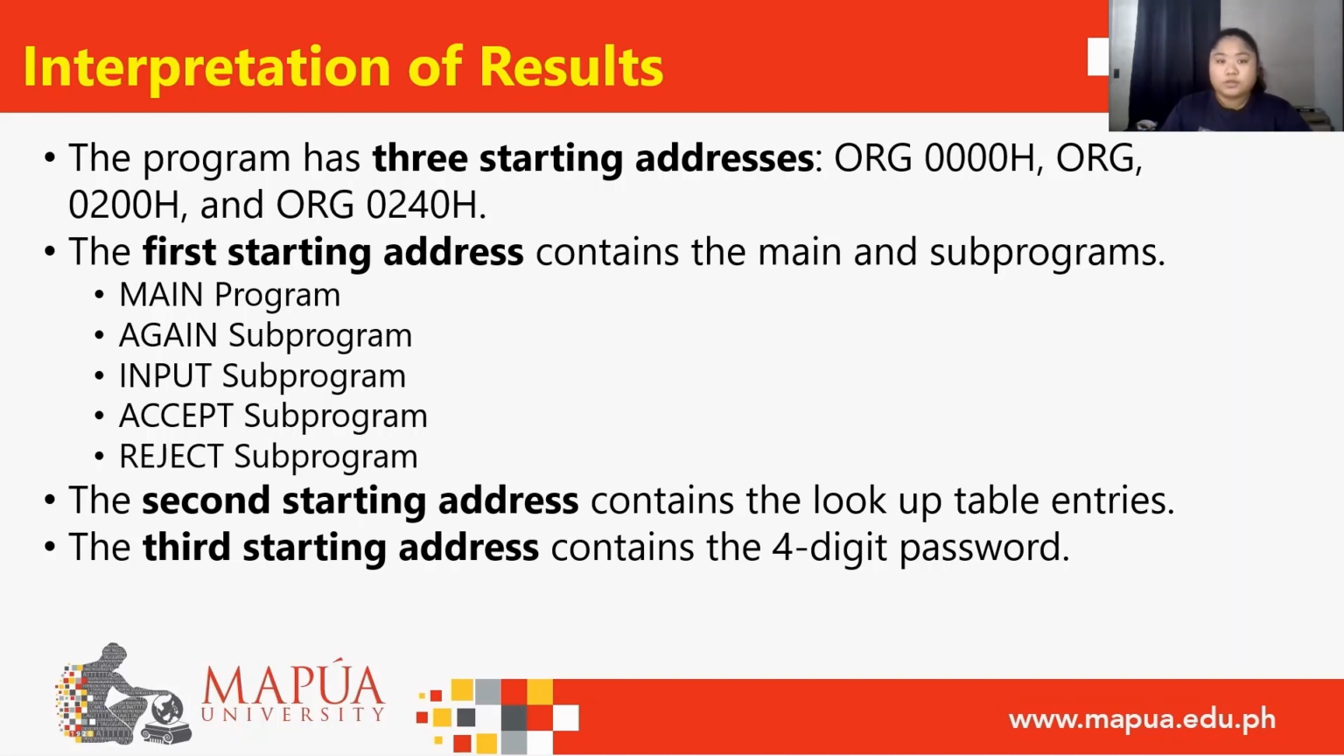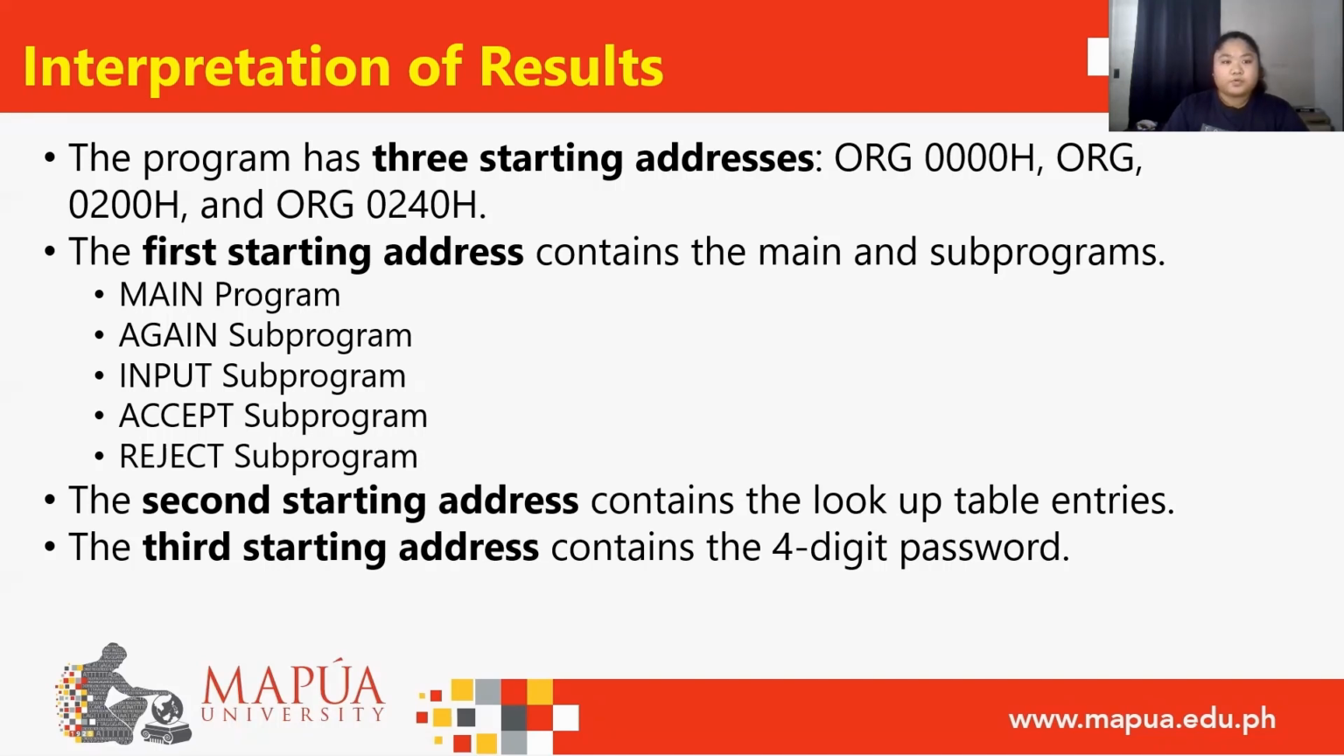The second part of the program has the address org 0200H. This contains the lookup table entries. Its first entry is the prompt for the user to input the code. The second entry is the message for the correct password, while the third entry is the message for incorrect password.